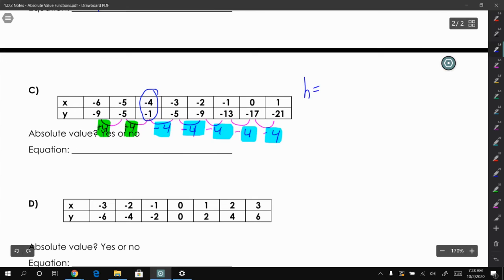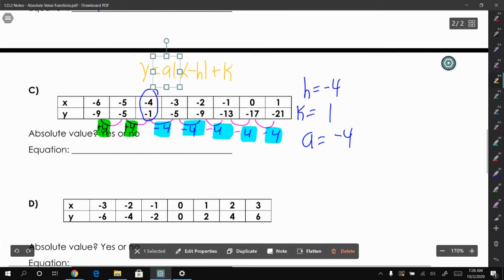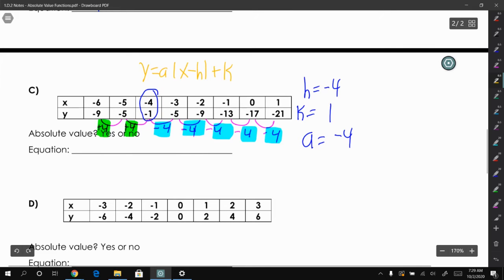So my h value is negative 4, my k value is positive 1, and my a value is negative 4 because that's where we ended off right here. Now remember, in our parent absolute value function, the x-coordinate of the vertex is your h value, and the y-coordinate of your vertex is your k value. So that's where I get these from.